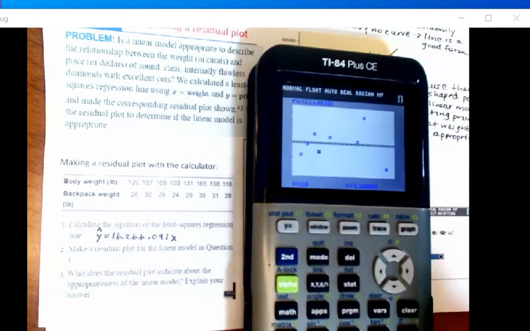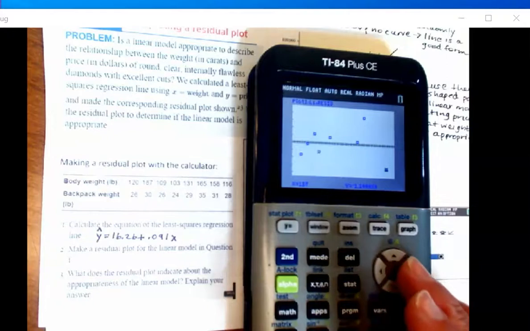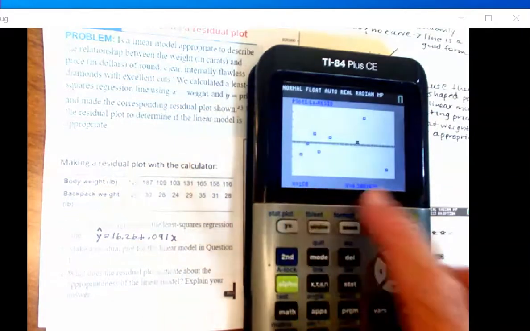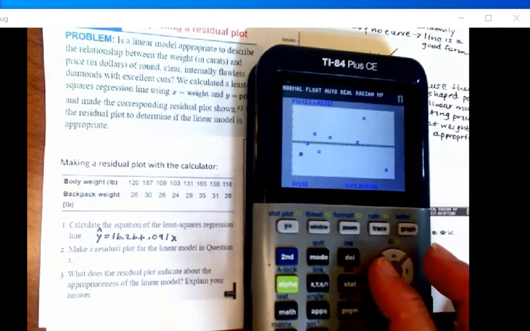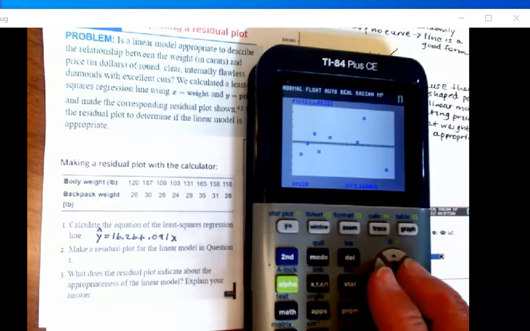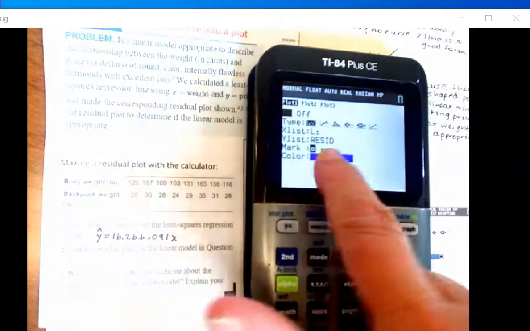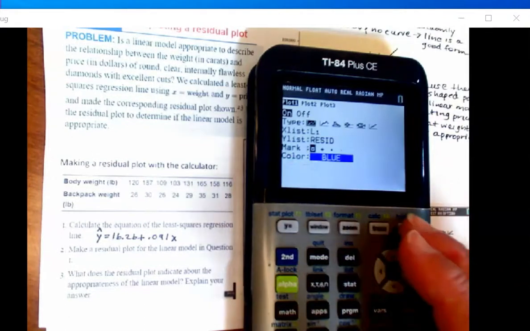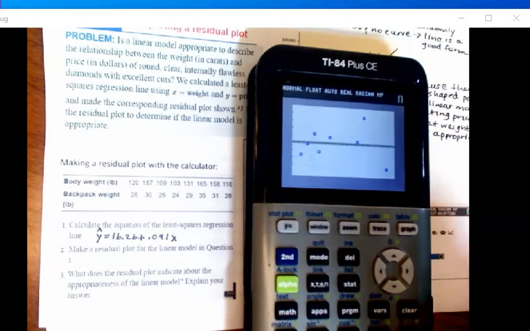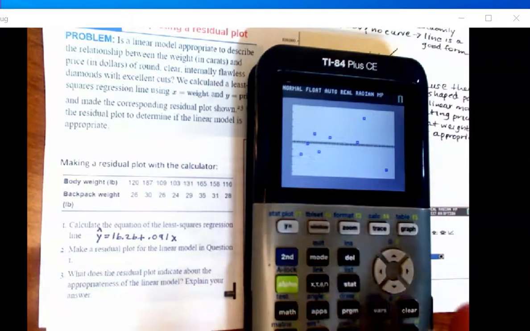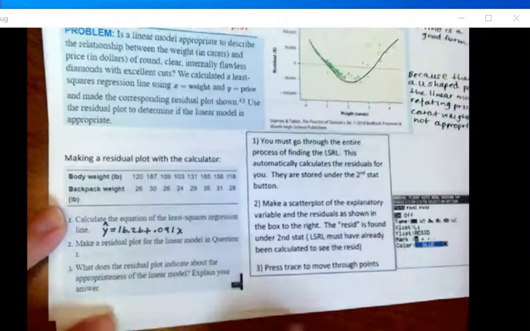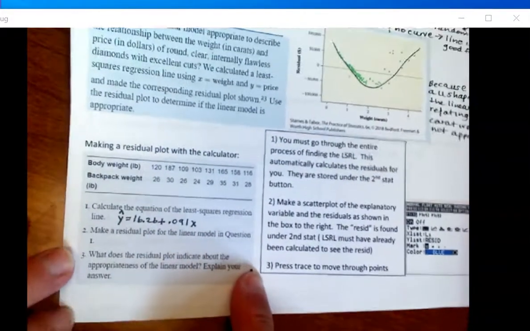So what you can do is hit trace, and if you arrow over, it goes to every single point, and it actually tells you down here the x and the y. If you were asked to graph a residual plot, I would take your data, make a scatter plot, and then go through, like I said, second Y=, and the only thing we changed is the Y is the residuals. On the next page we're going to be asked to actually graph this thing, and it does say, what does the residual plot indicate? We'll write that on the next page.